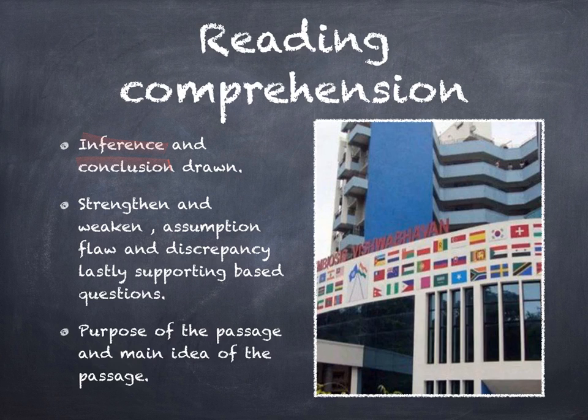Now of course the next point can be considered critical reasoning. That means they're going to give you a paragraph and then a question is going to be asked. As per the above understanding, you have to find the sentence which strengthens the above understanding or the argument. Same way you're going to get weaken, assumption, flaw, and discrepancy. Lastly, supporting based questions. Now this is, guys, a critical reasoning question, but it comes under reading comprehension.